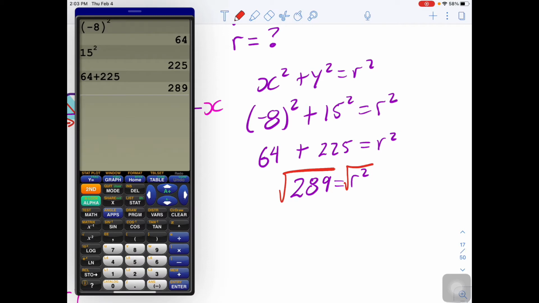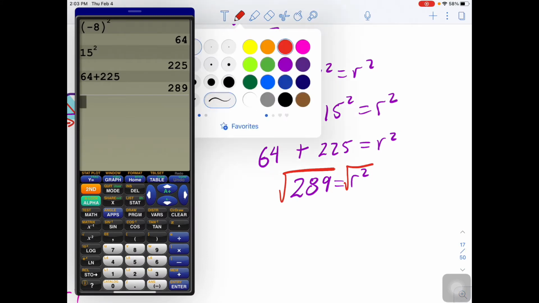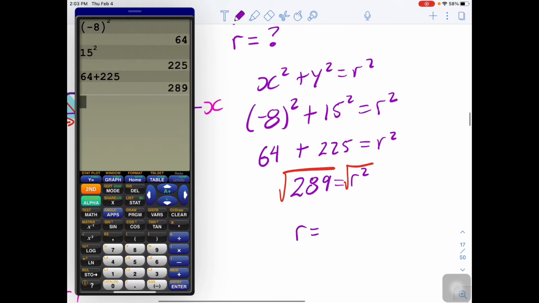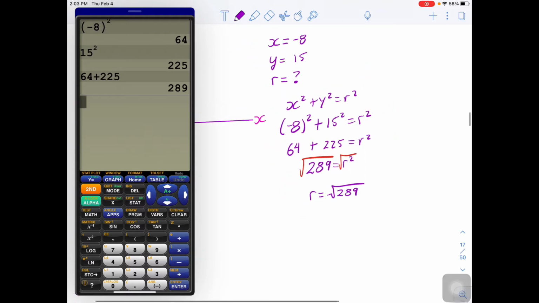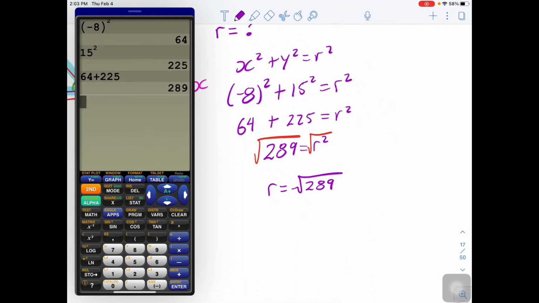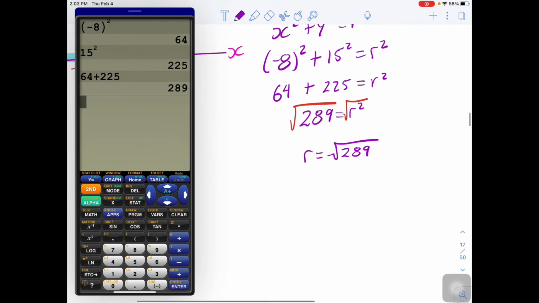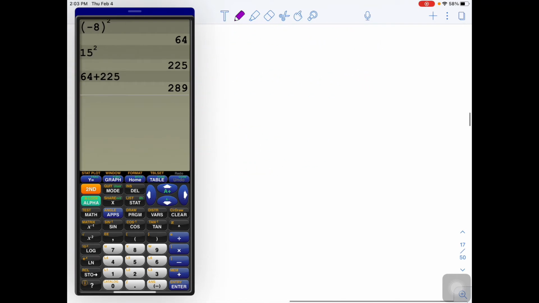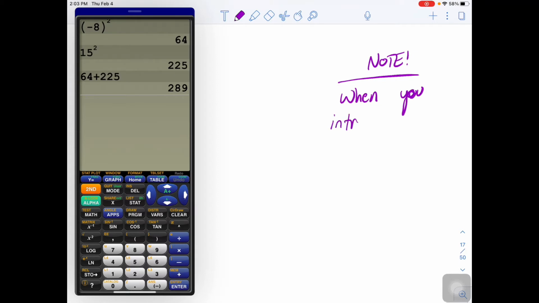Okay, so this adds a little bit of trickiness to it. So at the moment, I'm just going to leave r to equal the square root of 289. Now, why is this a tricky thing? This is a tricky thing because what happens when you introduce a square root? So something to note over here, when you introduce square root symbols.